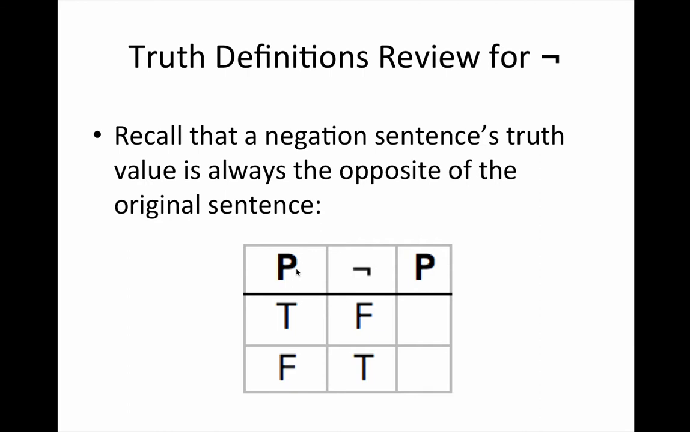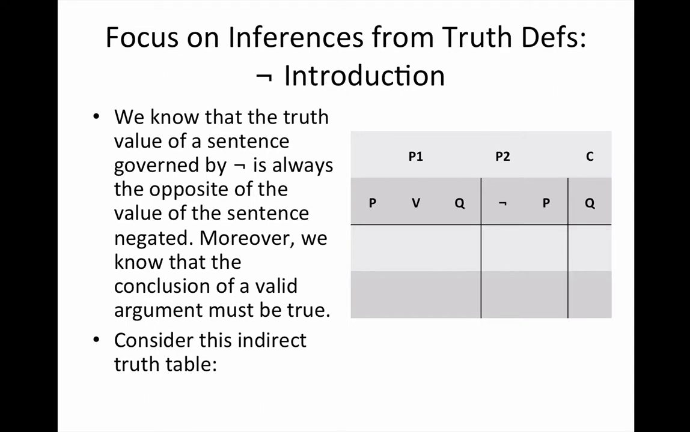So let's bear in mind as we go forward what the truth functional definitions are. Let's focus on an important feature of the truth definitions of the negation. The values of the negation contradict the statement negated. So when P is true, not P is false. When P is false, not P is true.